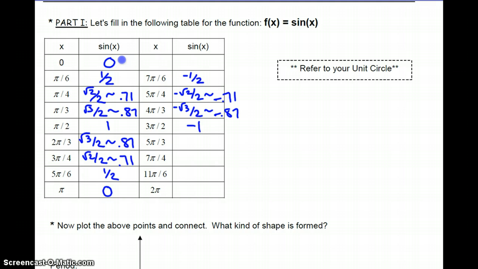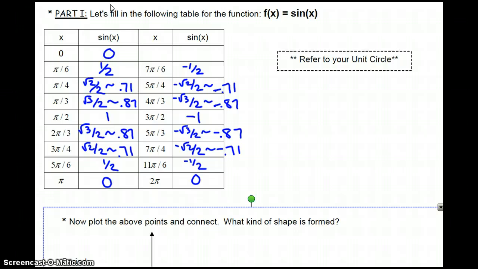And into our very last fourth quadrant, the sine of 5 pi over 3, the y coordinate at that angle, is negative root 3 over 2, which is about negative 0.87. The sine of 7 pi over 4 is negative root 2 over 2, which is approximately negative 0.71. The sine of 11 pi over 6 is negative 1/2. And lastly, the sine of 2 pi, well, we're back to the start of our circle, which is just 0.